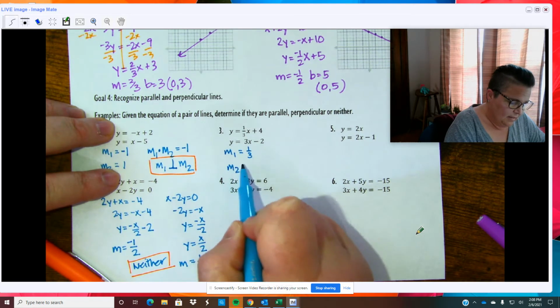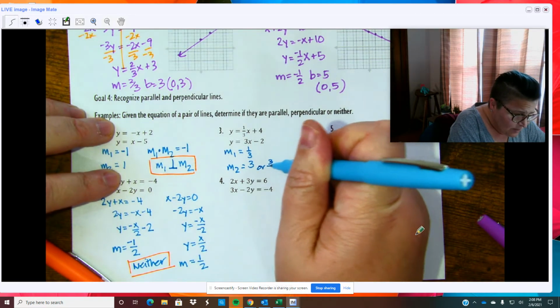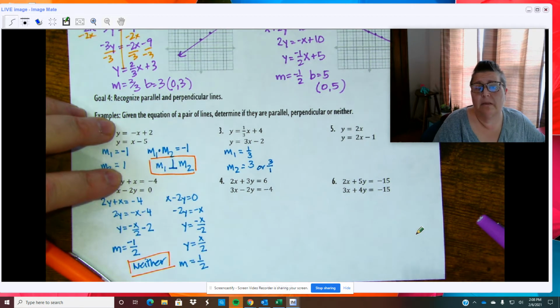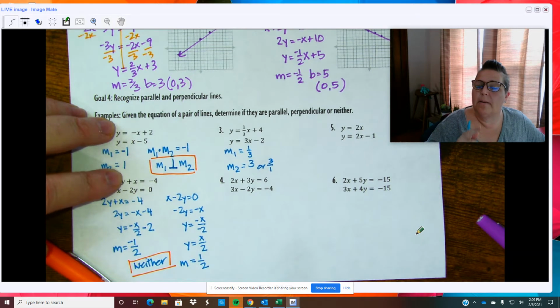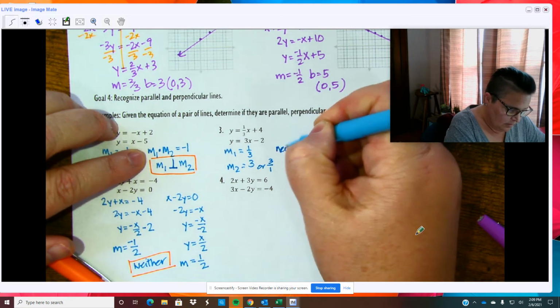The slope of the second line is 3, or I guess you could say 3/1. That works. These two slopes are not exactly the same. 1/3 and 3/1 are not the same number, so they're not going to be parallel. They are reciprocals, 1/3 and 3/1. That's a flip of the fraction. But they're not opposite in sign. If I multiply them together, I get a positive 1, not a negative 1. So these two are also neither.